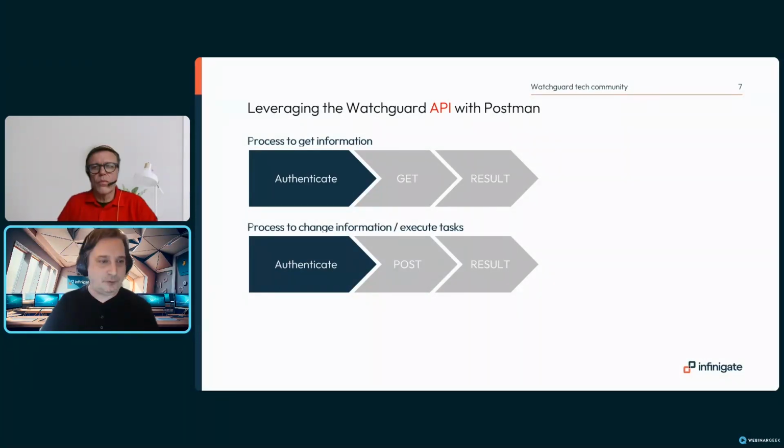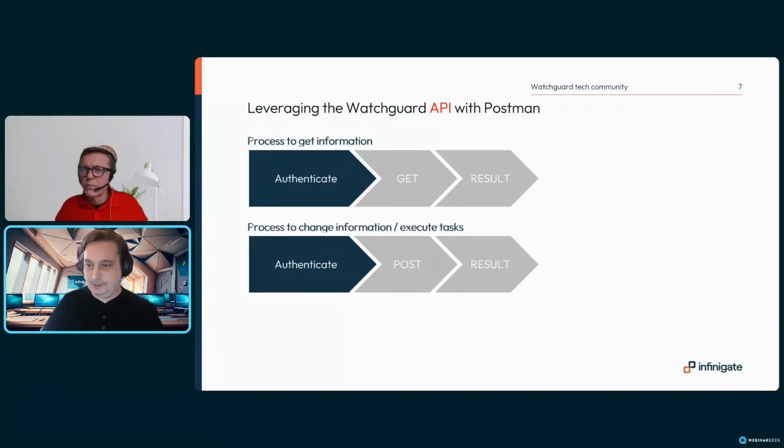So in this case, I have a slide with 3 steps. Authenticate, get, and you have your result, or authenticate, post, and you have your result if you need to change information in WatchGuard Cloud. But recently, a second step called authorization was added, in which you can ask for an audience parameter using a URL, and then use your API access to do the same actions on a subscriber or delegated account in WatchGuard Cloud.